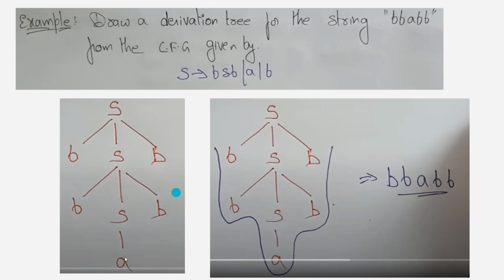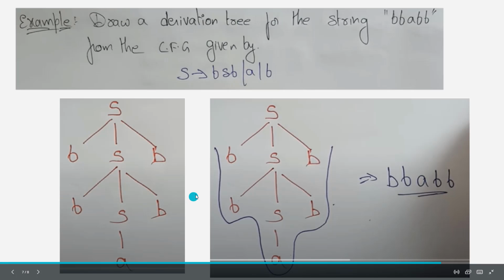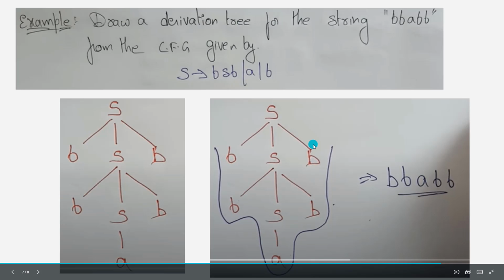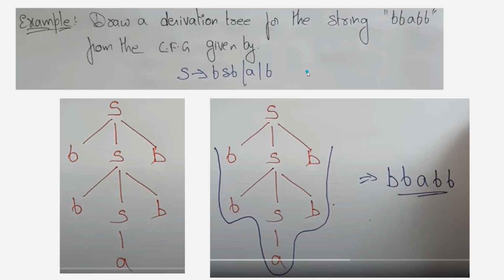So again we have to go with bSb. I have replaced S by bSb again. Now in this bSb, the S can be replaced by a. So I have replaced S by a. Now you can see that we got b b a b b. This is the same string which we want to derive. Let me traverse the tree. If we go left to right, we get b b a b b. This is the same string which we have to derive.